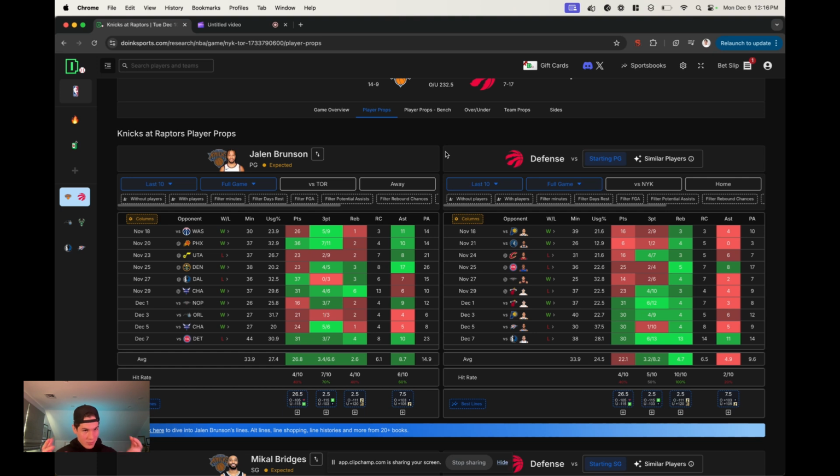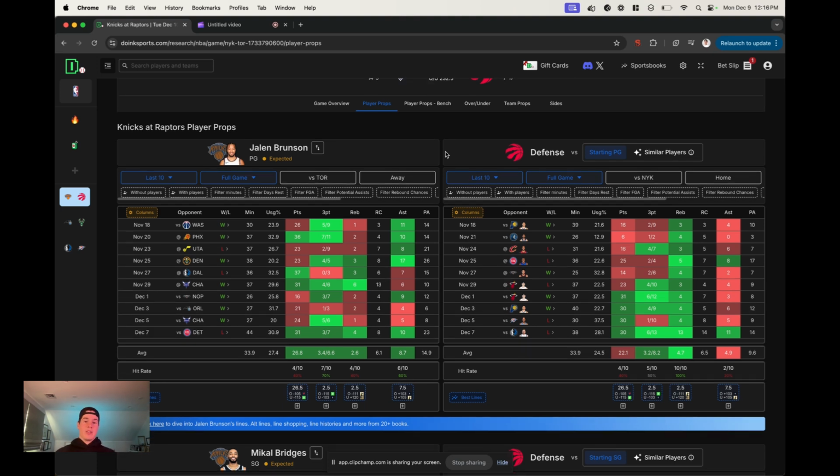So I know that was pretty tricky, but once you get used to it, it's really powerful because we have the offensive breakdown, the defensive breakdown, all evaluated against the player's current lines. And so it's that plus the hit rates and averages. There's so many different avenues for you to develop your own interesting research strategy that works for you. And that's why Doink is so powerful.